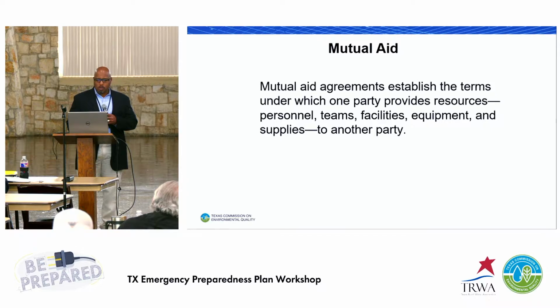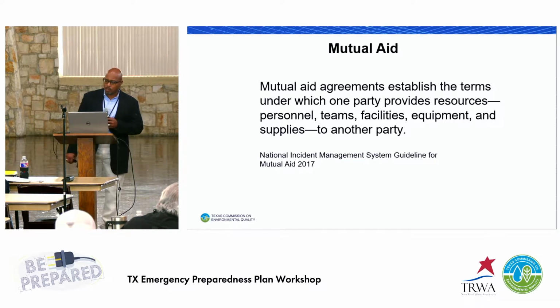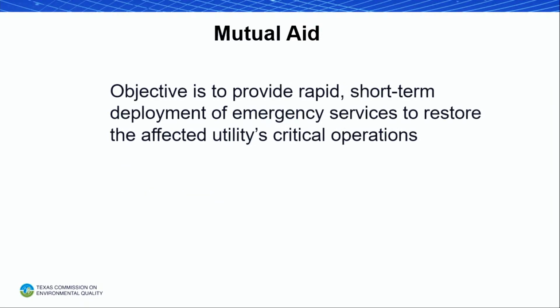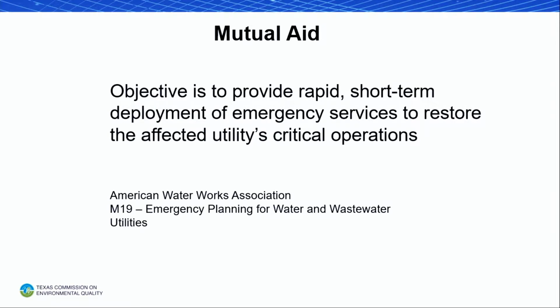So here's a definition of what mutual aid is. It's agreements that establish the terms under which one party provides resources, personnel, teams, facilities, equipment, and supplies to another party. That comes from the National Incident Management System guideline put out by FEMA. That's a quick overview of how the federal government defines mutual aid. There's another one put out by the American Water Works Association, in their Emergency Planning Manual 19. It's basically providing rapid and short-term deployment of emergency services to restore and affect utilities' critical operations.